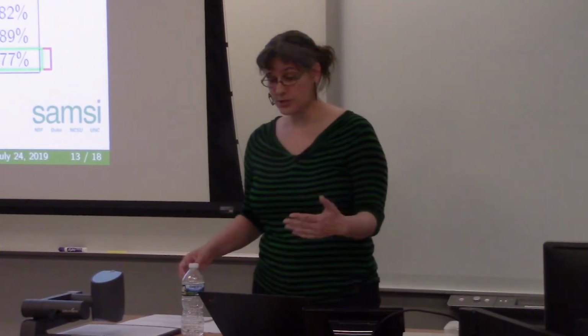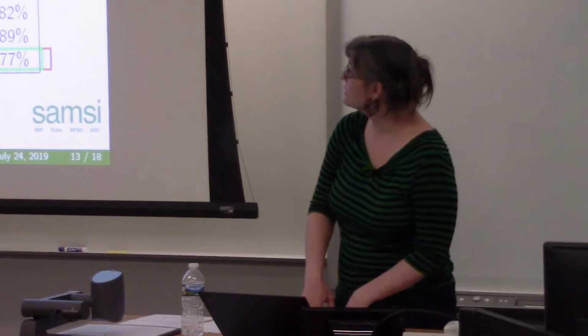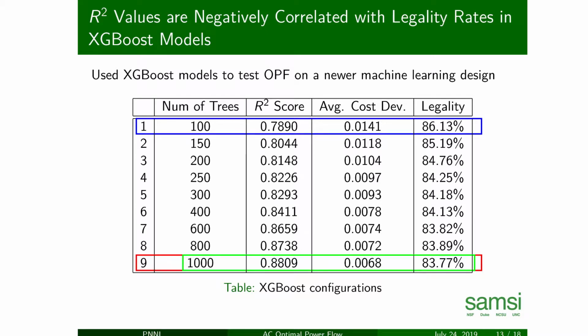Similar to that, we tested a whole bunch of different variations. In this case, we kept the depth of each tree at 3, and we wanted to test out the number of trees and see how well we could do. We still had 3 metrics. The average cost deviation and the legality are the same, but the R-squared score is a little bit different from an accuracy measure. It's really more of a goodness of fit measure.